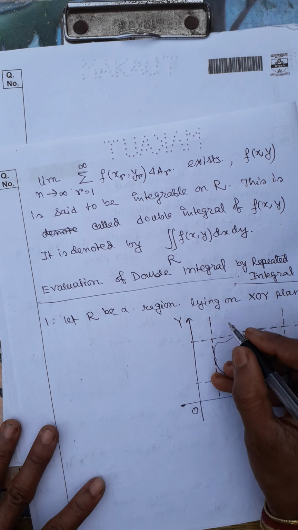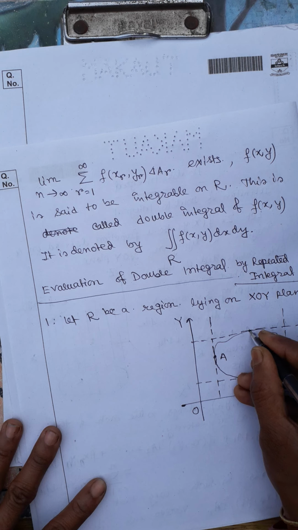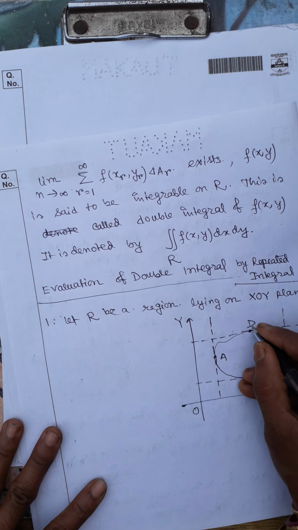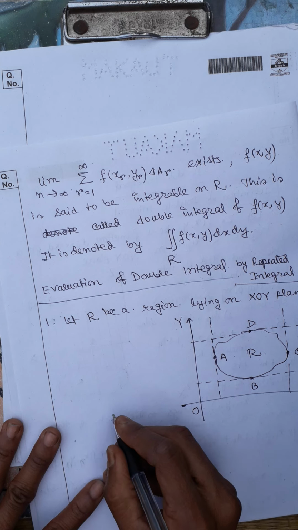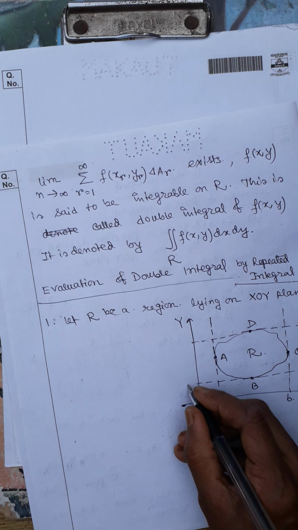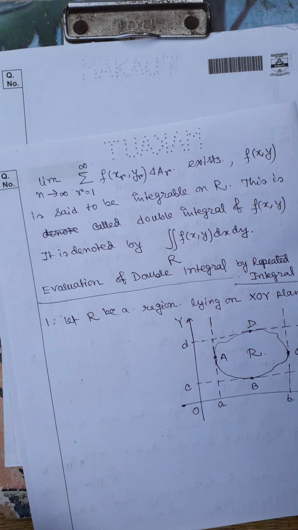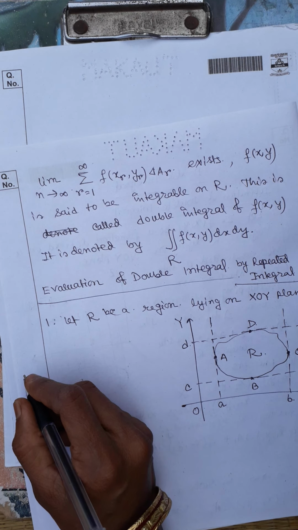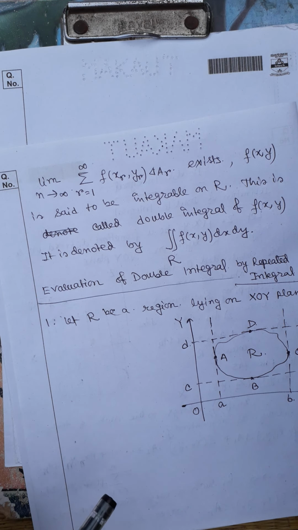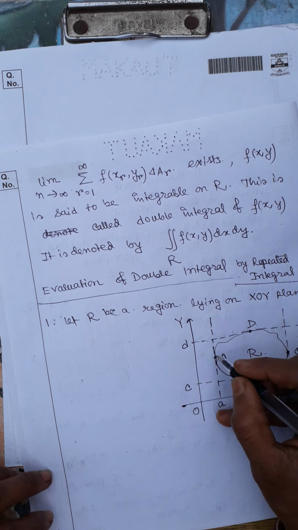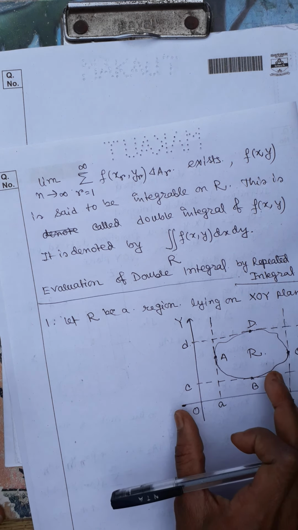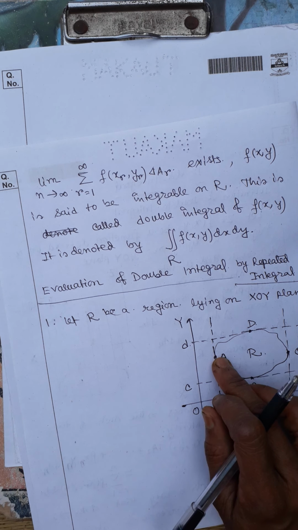Okay, say this point is capital A, this is B, this is C, and this is D, and this is the region R. Say it is x equals a, and x equals b, and y equals c, and y equals d. So this is a region in the xy plane which has the property that any line parallel to the y axis, such as x equals a and x equals b, meets the boundary of R at most at 2 points.